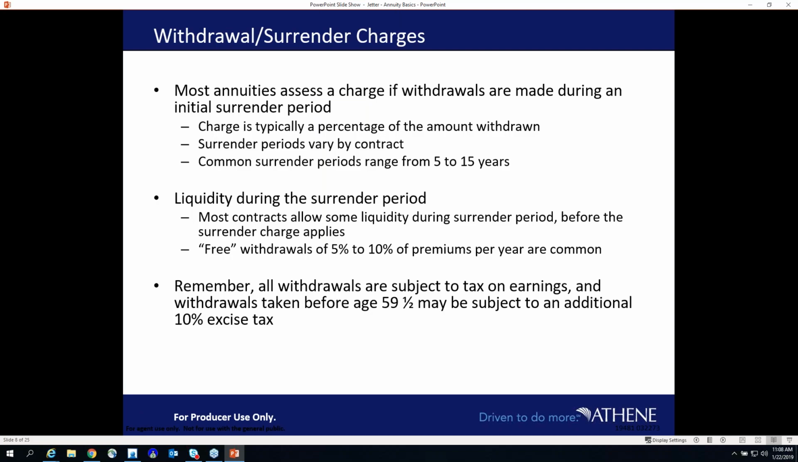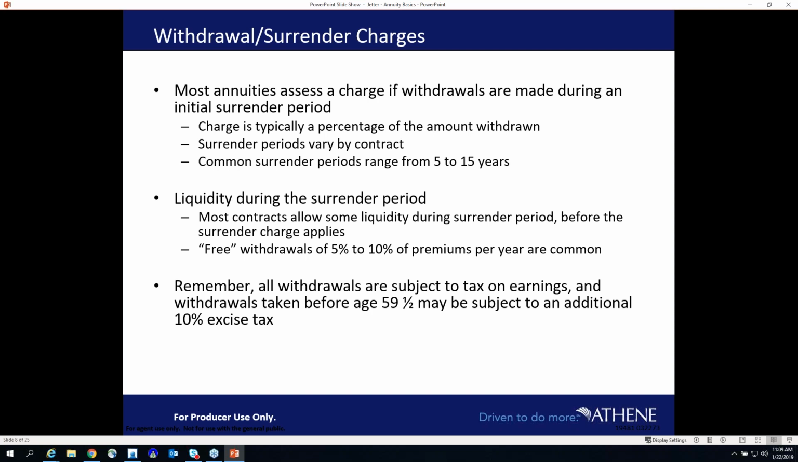Now let's talk a little bit about the withdrawal and surrender charges. On most annuities, annuities are going to assess a charge if the withdrawals are made during an initial surrender charge period. Again, those periods can be anywhere from 3 to 15 years, and they can be a little bit outside of that. That's generally the duration range we see on an annuity. The surrender charge is typically a percentage of the amount withdrawn. Surrender periods vary by contract. The common surrender periods range again from about 5 to 15 years.